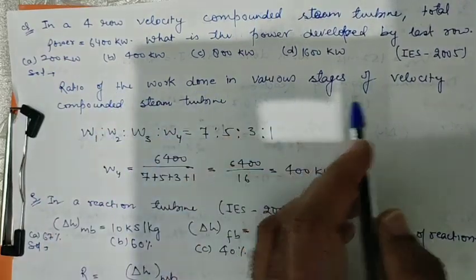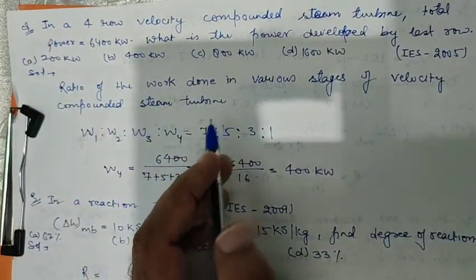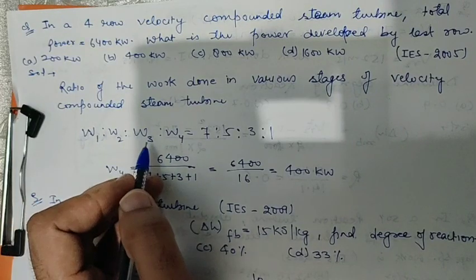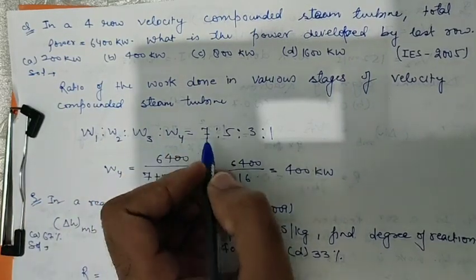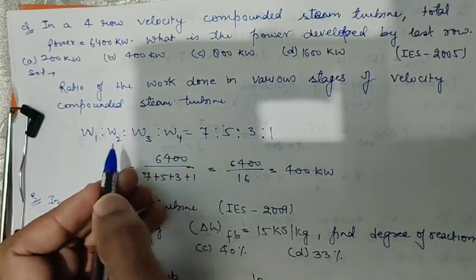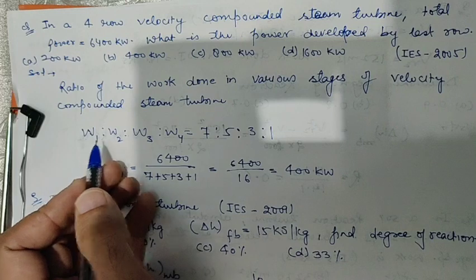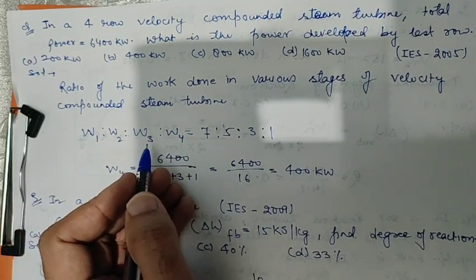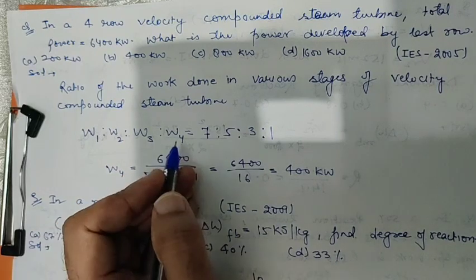So this is the new formula that must be known to you, that the ratio of the work done in various stage of velocity compounded steam turbine is given as W1 is to W2 is to W3 is to W4, and that will be 7 times, 5 times, 3 times, 1 time. It means 7 times power developed in one stage, 5 times in second, 3 times in third, and 1 time in fourth stage.